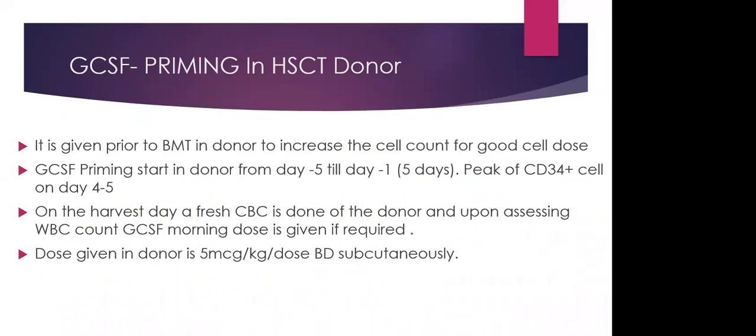GCSF priming in HSCT donor. We use GCSF for priming in HSCT donor. For priming, GCSF is given for 5 days to prime the bone marrow in the donor to increase the cell count for collection of a good cell dose, starting from day -5 till day -1.